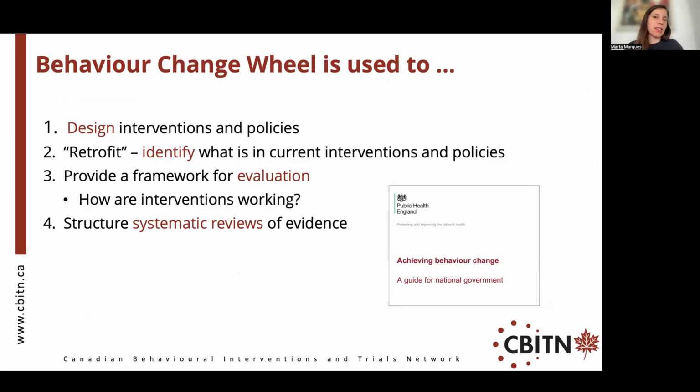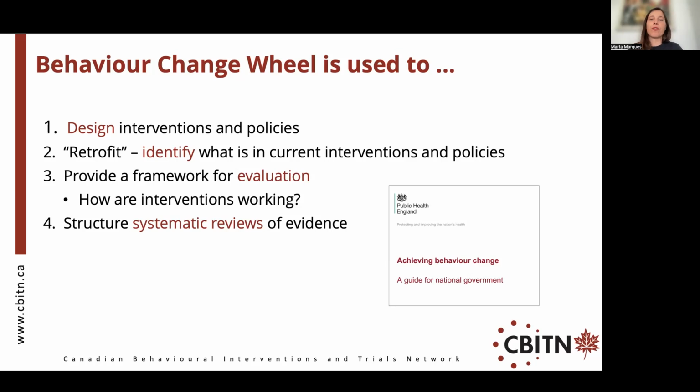What were the determinants that were targeted? What was missing and how can we improve it? There are plenty of examples in the literature of using the behavior change wheel to go back to existing interventions and policies and map them to the behavior change wheel to look at ways to improve them.